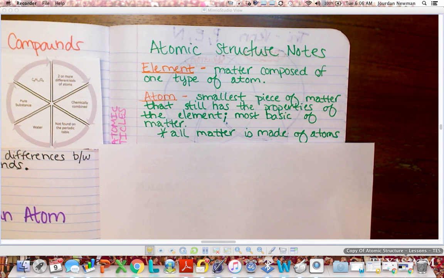Okay, so for instance, the element oxygen that we all know and are familiar with. There are millions of atoms of oxygen. Okay, they will still hold the same properties as the element of oxygen. They're still going to be a gas by themselves, unless they bond with another element to make a different type of molecule. But by themselves, they'll still be gas, just like the element.